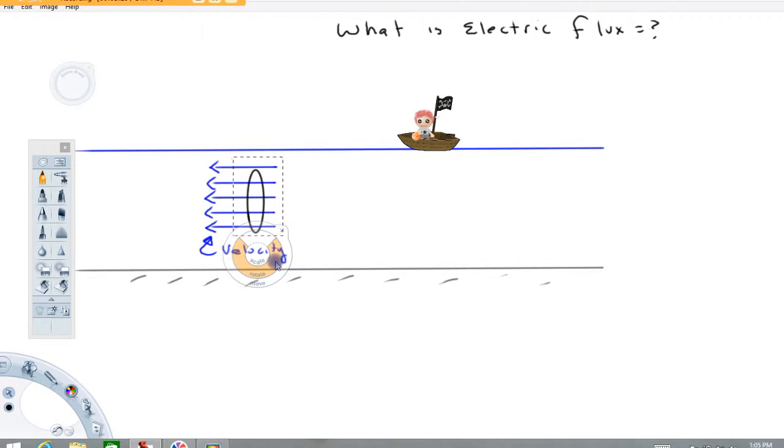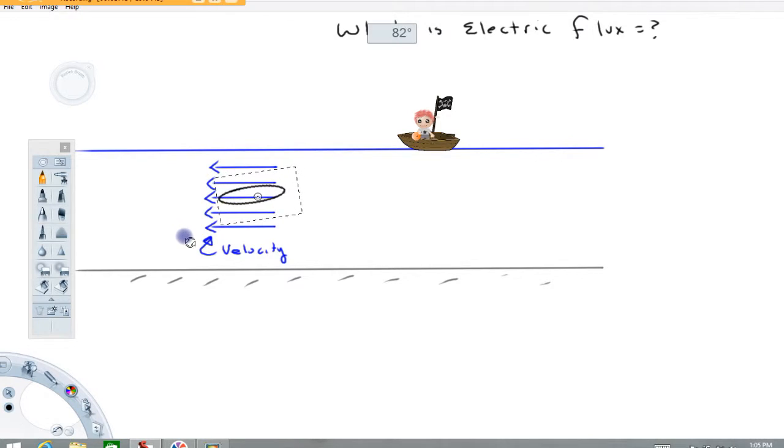Now, it's really important to understand what that depends on. Well, the first thing to realize is this. Imagine that I take that hoop and I rotate it to something like this, so that the velocity vectors are basically tangent to the area there. Basically, little or no water would be going through that hoop.